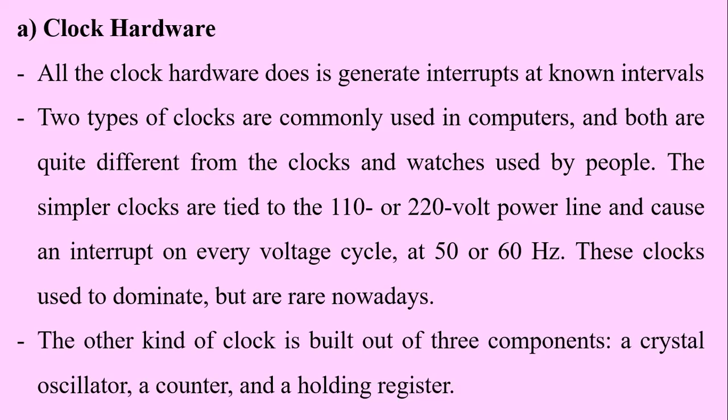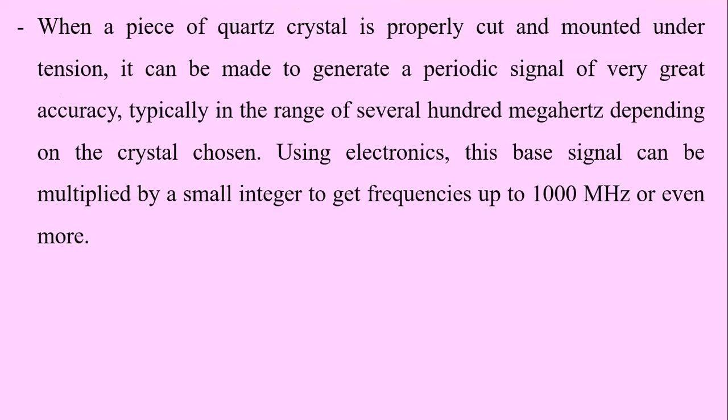The other kind of clock is built out of 3 components: a crystal oscillator, a counter, and a holding register. When a piece of quartz crystal is properly cut and mounted under tension, it can be made to generate a periodic signal of very great accuracy, typically in the range of several 100 megahertz, depending on the crystal that is chosen. Using electronics, this basic signal can be multiplied by a small integer to get frequencies up to 1000 megahertz or even more.